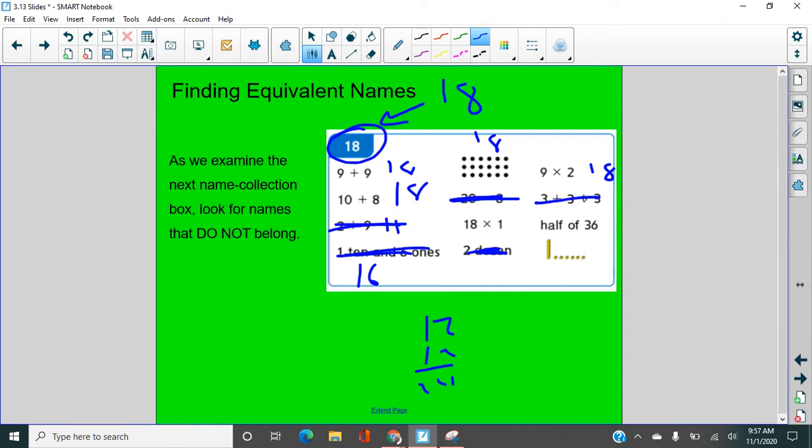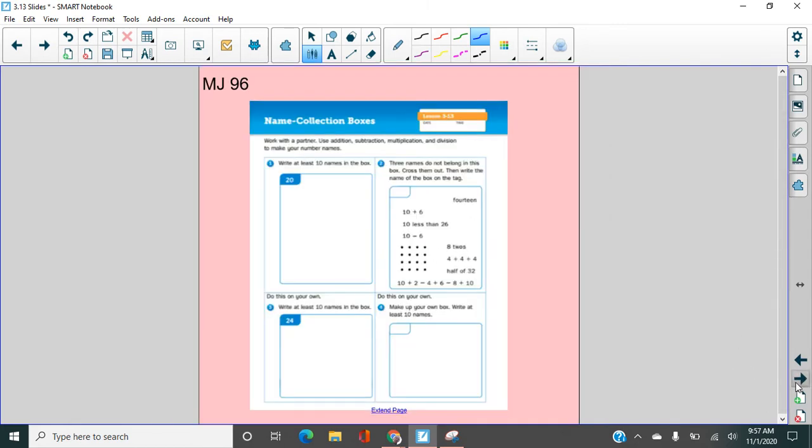3 plus 3 plus 3, nope. Half of 36 is 18. And here's our base 10 blocks. 10, 11, 12, 13, 14, 15, 16. Nope, that's out. Right? So we can also look for numbers that do not belong in a name collection box as well. All right, I would like for you to open up your Math Journal, page number 96, please.